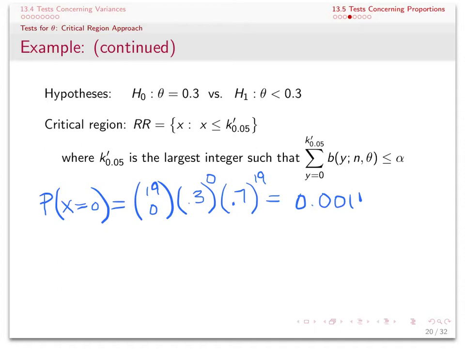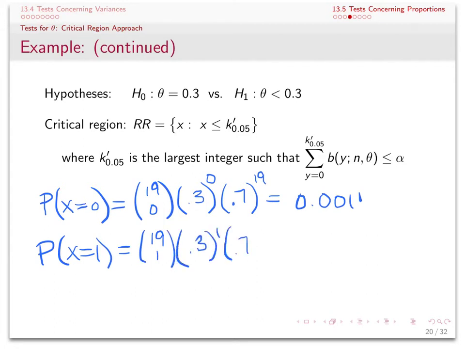The probability that x takes the value of 1 will be 19 choose 1 times 0.3 to the 1 power times 0.7 to the 18. If we do that, we get 0.0093. The sum of these two values is still less than 0.05.